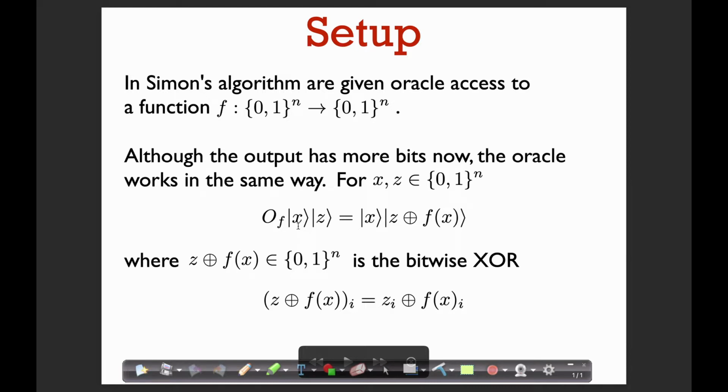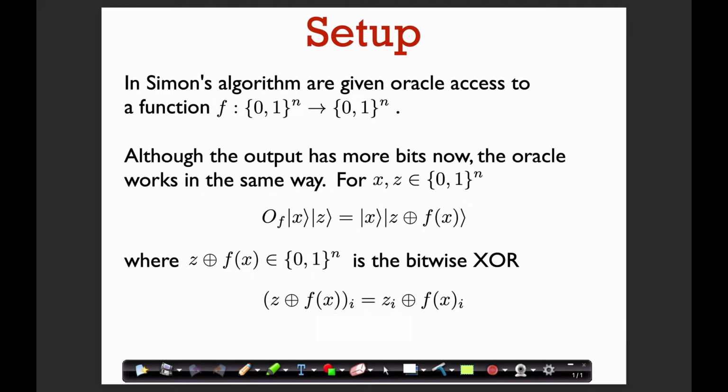So we're going to have two registers. The first register is going to hold an n-bit string. The second register will also hold an n-bit string. And what the oracle is going to do is take what's in the first register, apply f of x to that, and XOR that with what's in the second register. These are both n-bit strings, so the operation that we're doing here is a bitwise XOR. It takes two n-bit strings and outputs an n-bit string again.